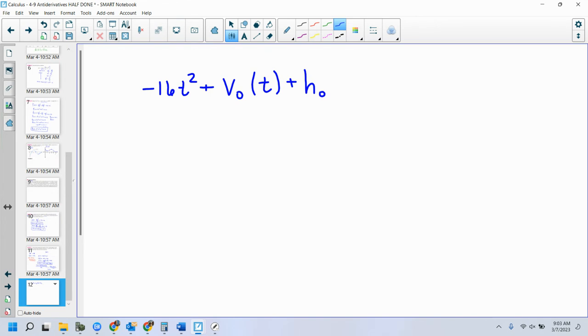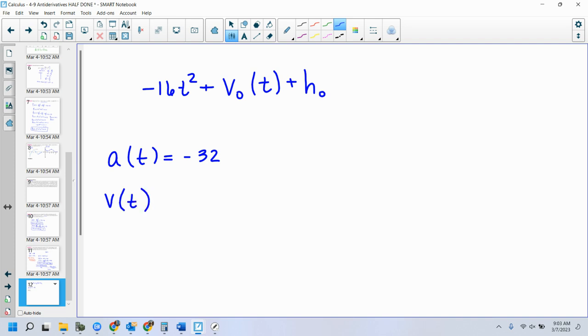What was this? Initial velocity. What was this? Initial height, right? And this was all calculated in feet. If this was meters per second, that would be a negative 4.9, but we'll talk about that in a second. This all stems from antiderivatives. What is the acceleration due to gravity? Negative 32 feet per second squared.